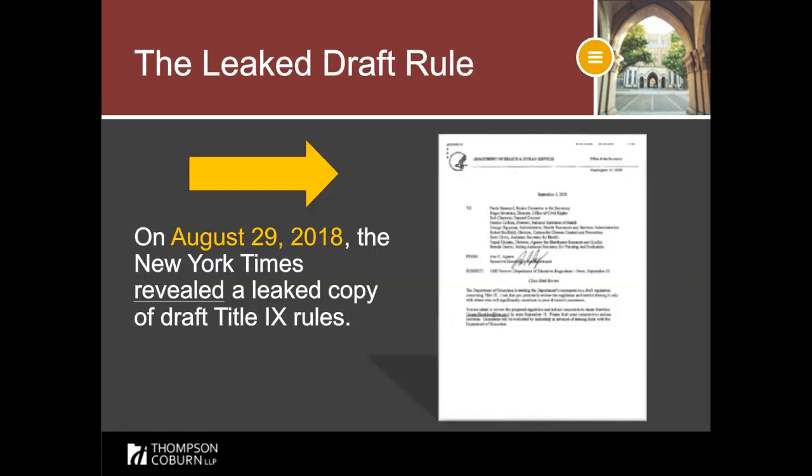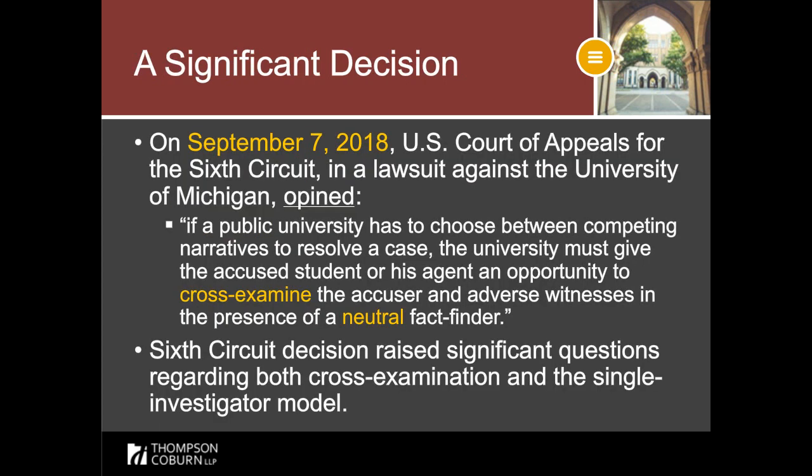So on August 29th, 2018, a lot of folks know, the New York Times leaked a copy of some draft Title IX rules. I should say someone at the Department of Education leaked them to the New York Times, and the New York Times published those draft rules, right? And then a couple other things happened in the lead up. On September 7th, 2018, the U.S.